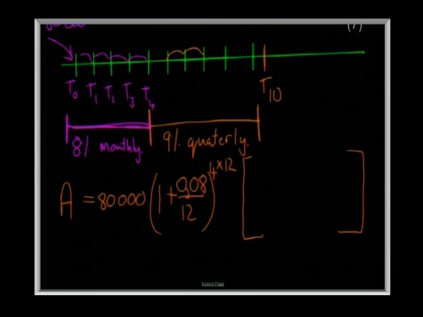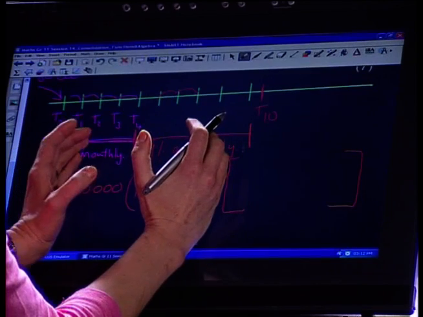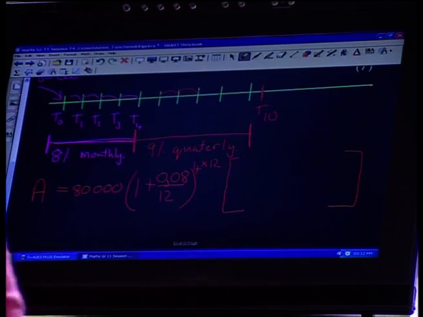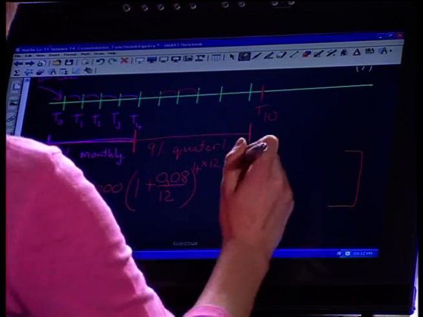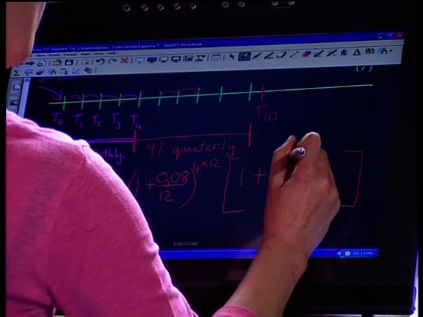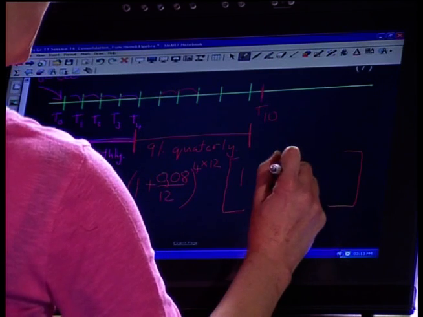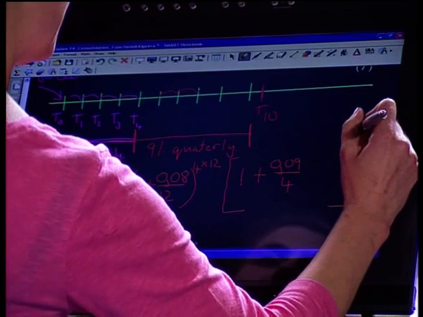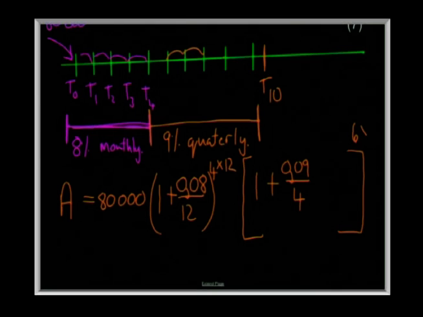Whatever the 80,000 Rand is worth after the 4 years, it now grows again. So this entire bit becomes my new principal amount. And now I'm growing it at 9% per annum quarterly. So that's going to be 1 plus 0,09 divided by 4. And that's then to the power 6 years, but 4 quarters in every year. So that would be how you would put out your question.